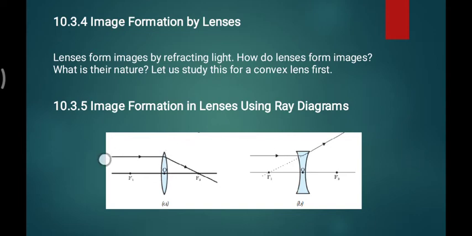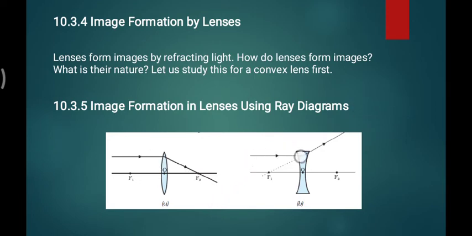When a parallel ray comes, it will refract. In the earlier case we had a mirror, so it reflected in such a way that it passed through the f. Here it refracts in such a way that it passes through the focal point. If it is coming from this side, it will refract to the other side of the lens, so that it passes through the f. This is the case of a convex lens, and this is the case of a concave lens. One is converging, and the other is diverging.